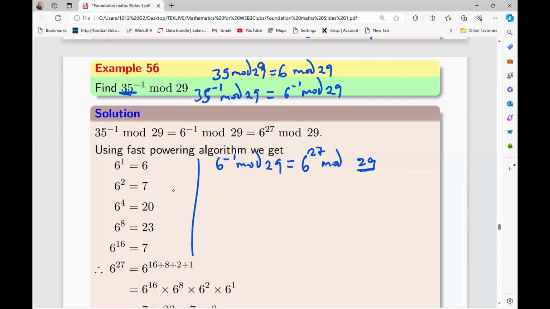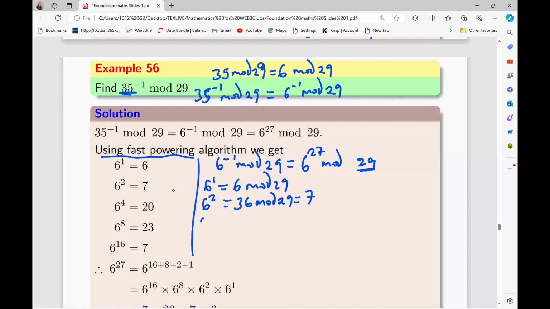Now employ the fast powering algorithm. What is 6 raised to 1? This will just be 6 mod 29. What is 6 raised to 2? That will be 36, and we are doing it mod 29. What is the remainder? It is 7.